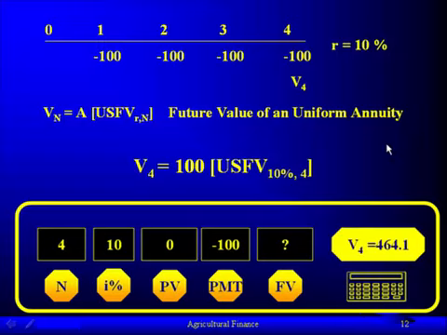$464.10, which is exactly what we obtained when we did it the long way by treating each cash flow separately and compounding them to the future. So there's at least some evidence that the formula that I presented and is embedded in your calculators works.